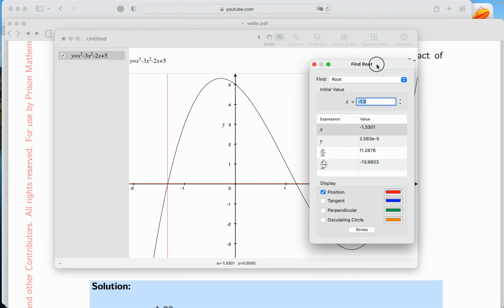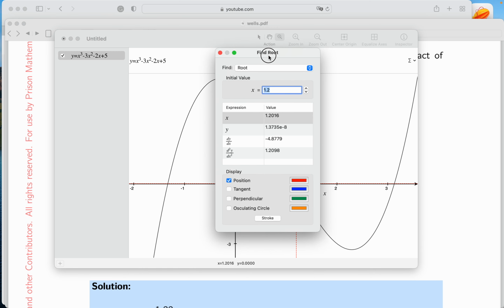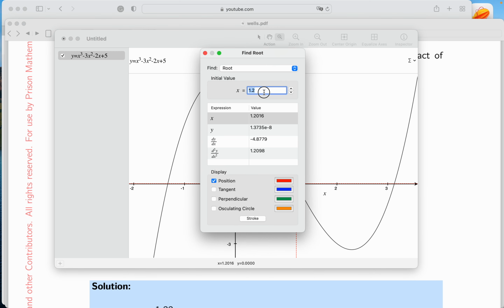And then let's take a look at the other one. That looks about 1.2 to me. What do I get? 1.2016. But it's not really the root. It's approximately the root because we're getting a number over here that's approximately 0. What's the other root I saw? About 3.1. What am I seeing over there? It's actually 3.1284. It's not exact, it's approximate, right?